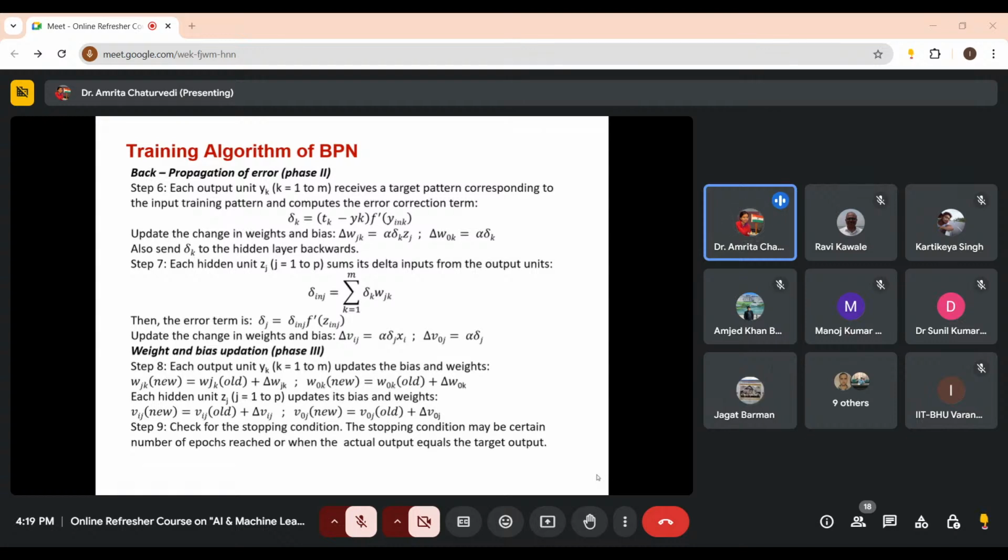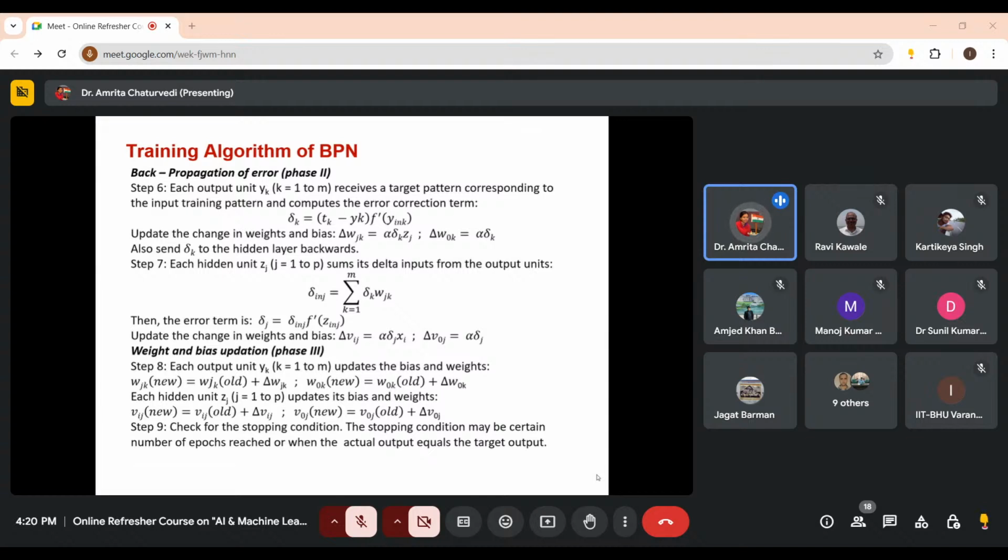This you will multiply by the differential of your activation function. So f dash is the first order differential. I think you know what partial differential and first order differential are. So f dash is the first order differential, f dash yink. Then you update the change in weight and bias. So delta wjk is equal to alpha delta k zj, and delta w naught k, this is your bias, is equal to alpha delta k. So this is the change in weight and change in bias for your output weight and output bias.